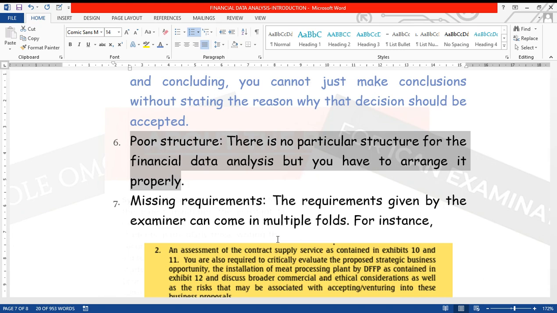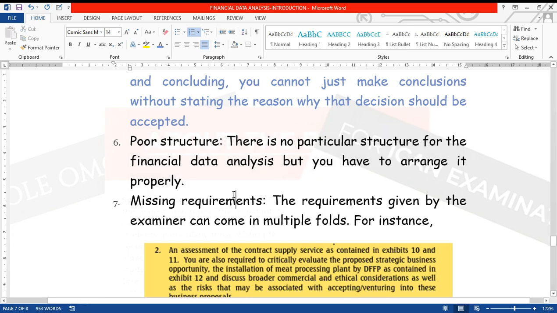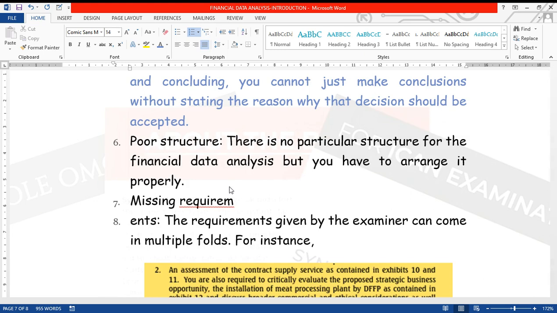I have to spend hours reading your report before I can deduce what you're trying to say. No, it has to be okay, now you're doing contract supply service. If you want to do it heading by heading, like I explained earlier, you can do it heading by heading, and you can decide to do it paragraph by paragraph. So you can have a heading like this.